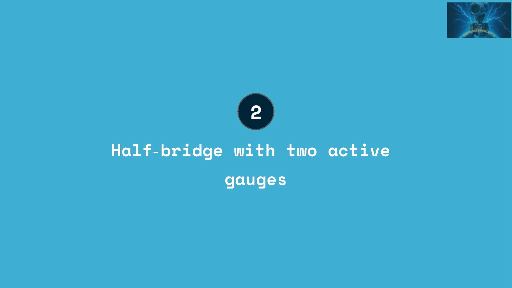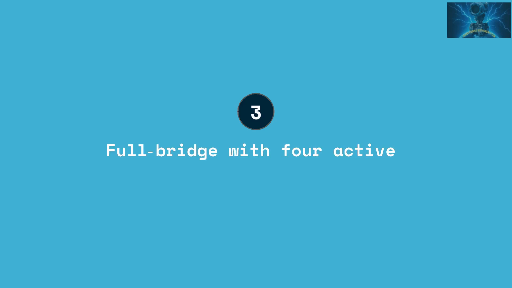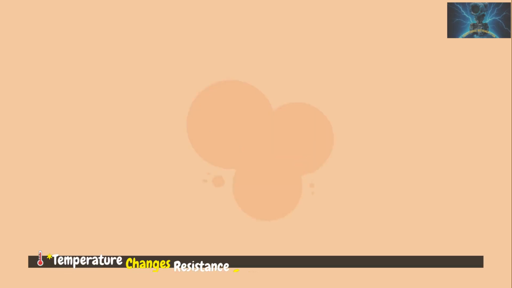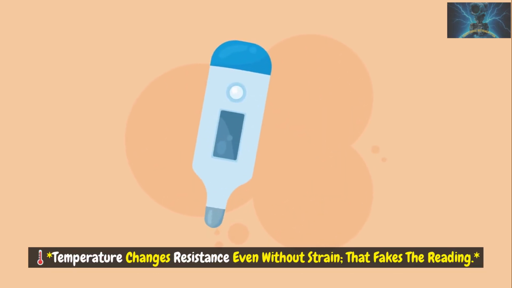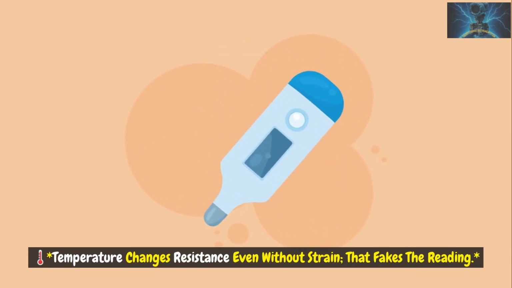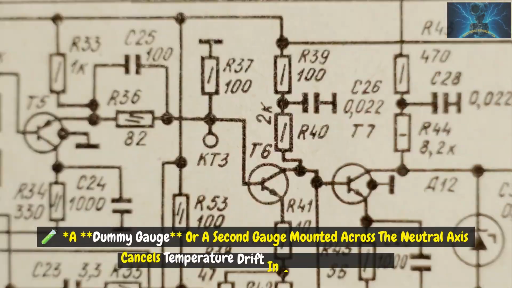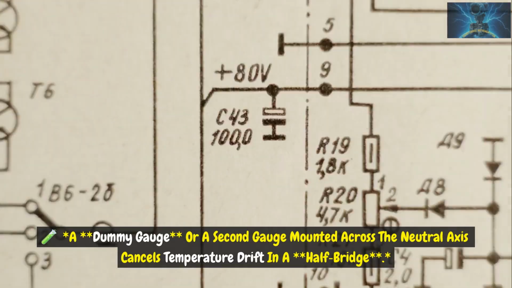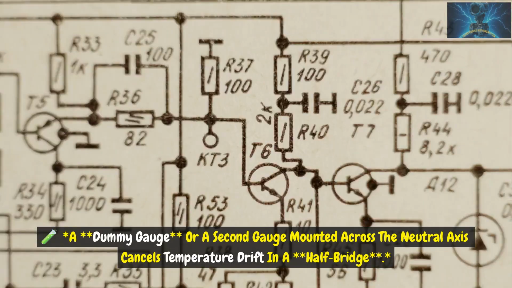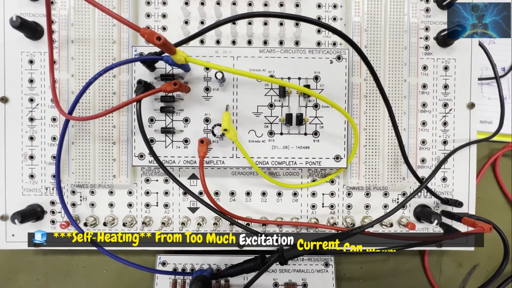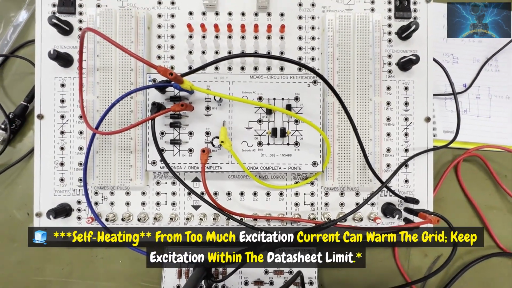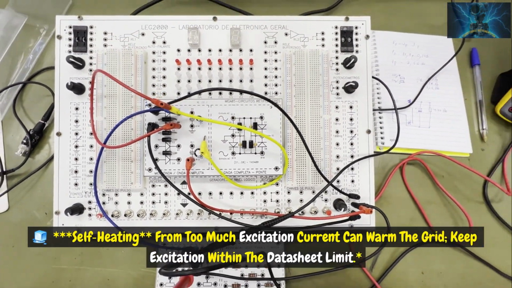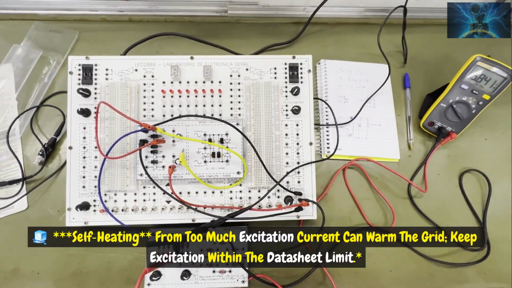Temperature effects and compensation. Temperature changes resistance even without strain. That fakes the reading. A dummy gauge, or a second gauge mounted across the neutral axis, cancels temperature drift in a half bridge. Self-heating: from too much excitation, current can warm the grid. Keep excitation within the datasheet limit.